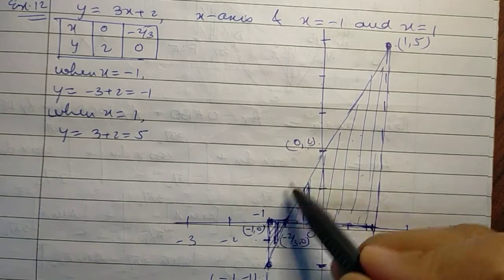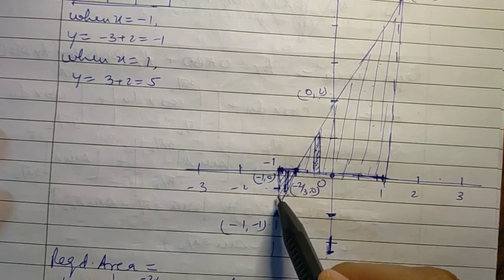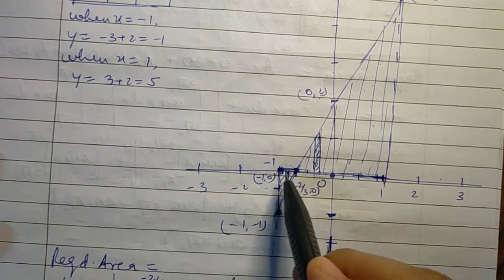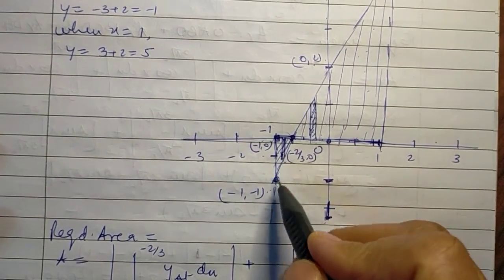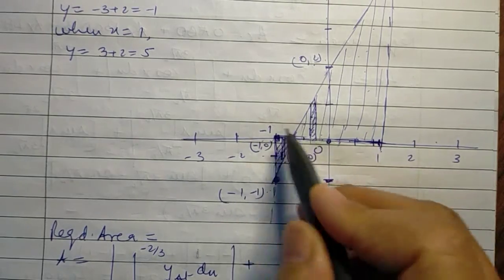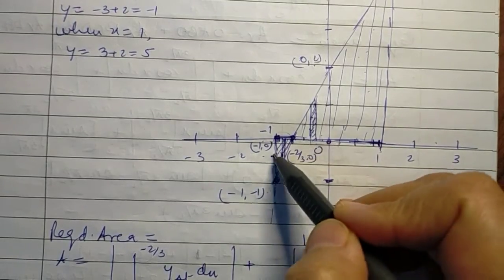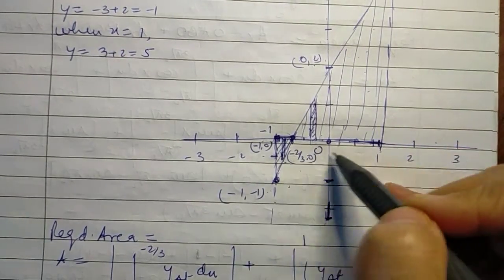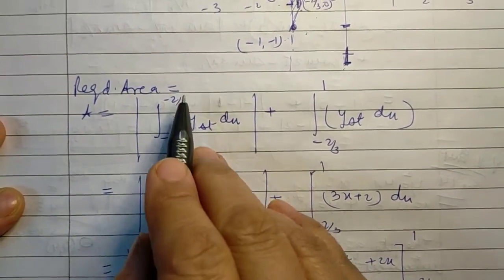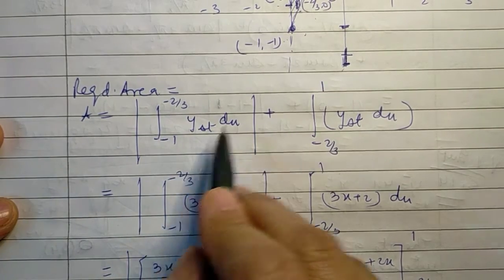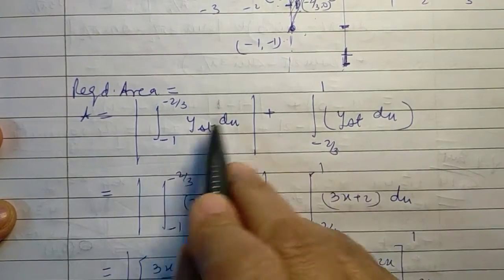From -2/3, 0 to 1, whether it's in the second quadrant or in the first quadrant, the y coordinate is positive, whereas in the interval from x equal to -1 to -2/3, the value of y is negative. So obviously the area will come out to be negative. We will find this area as a sum of two areas, one lying in this portion and one lying in the entire second and first quadrant. So simply we get from -1 to -2/3 y on the straight line plus -2/3 to 1 y on the straight line. The curve remains the same.